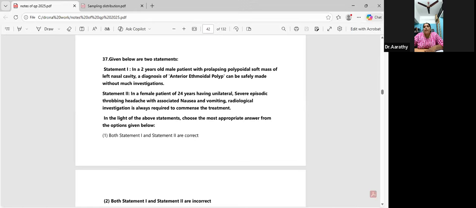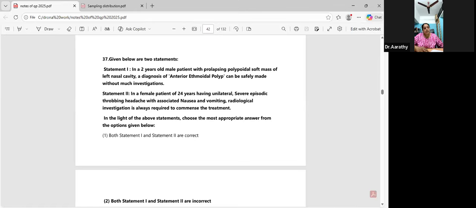Now, 37. Statement 1 says, in a 2-year-old male patient with prolapsing polypoidal soft mass of the left nasal cavity, a diagnosis of anterior ethmoidal polyp can be safely made without much investigation. See, anterior ethmoidal polyp. You know what? Polyps are not so common in children below 10 years. Usually, you don't find ethmoidal or, for that matter, any polyp in children below 10 years.